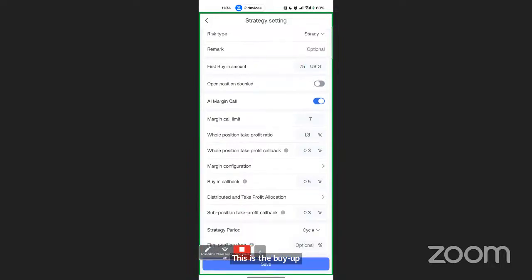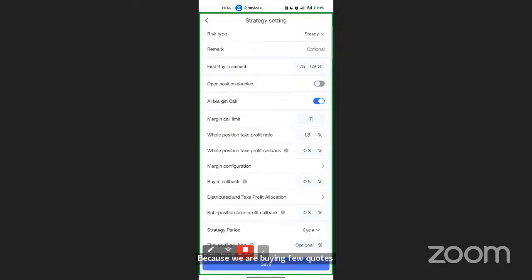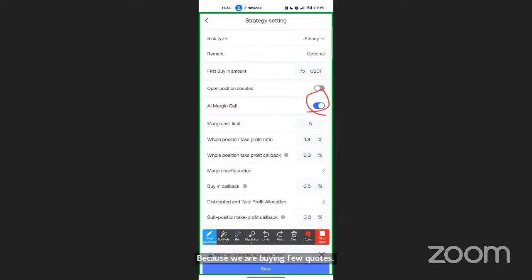With this strategy, the AI margin call must be on because we are buying few margin calls. We usually go in with 5 margin calls. Why 5? We are focusing on martingale. It buys 4 times, and the 5th time is a bonus. This bonus is basically to help us, if the market rises and sells, to pull the average price closer to the current price.